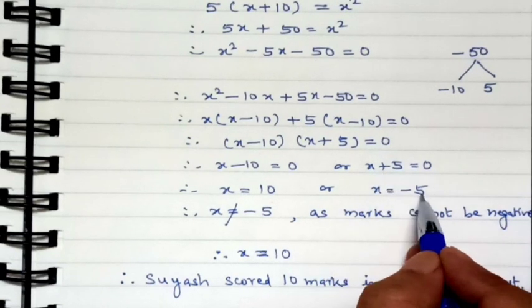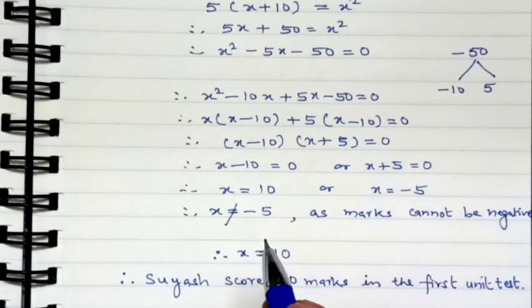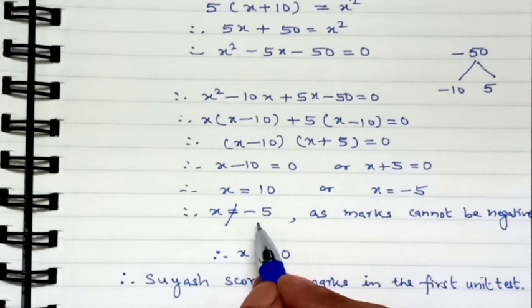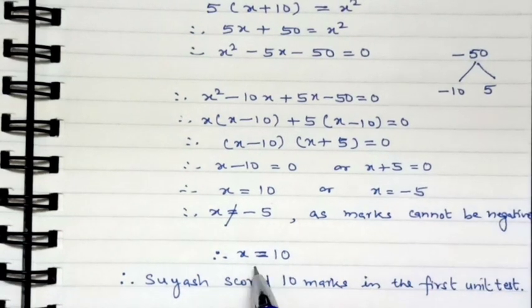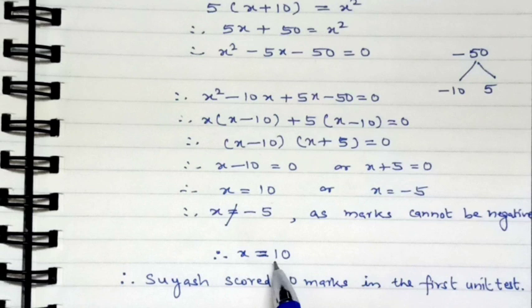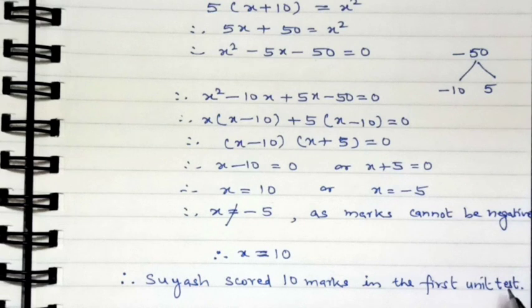Once again, you know marks cannot be given negative. So x cannot be equal to minus 5 as marks cannot be negative. Therefore x is equal to 10. So you got x is equal to 10. What was your x? x was your marks in the first unit test. So you'll write, therefore Suyash scored 10 marks in the first unit test. Just to make you understand, I'm telling you, therefore the marks scored by him in the second unit test will be x plus 10, that is 10 plus 10 will be equal to 20. I hope you understood.